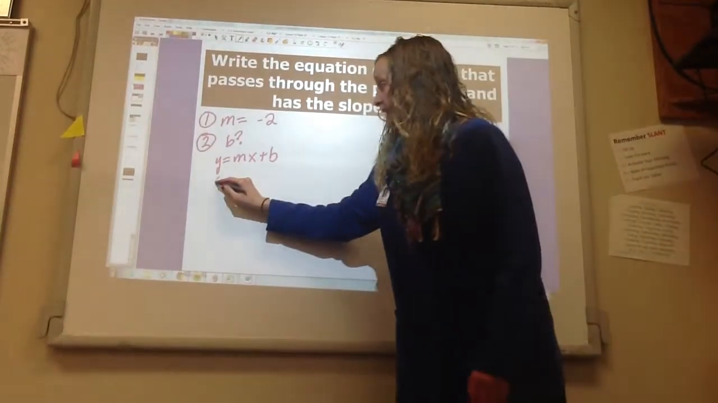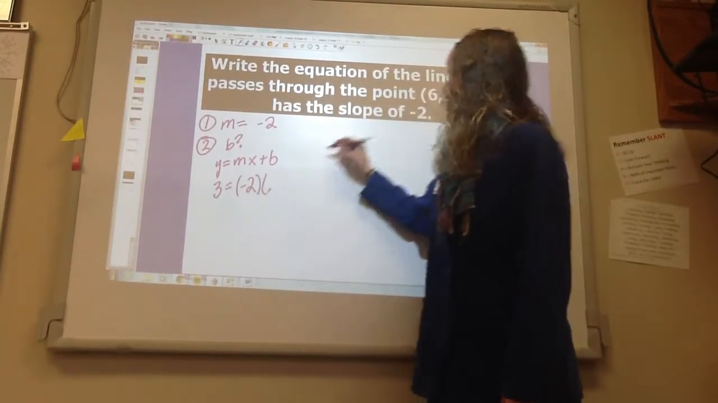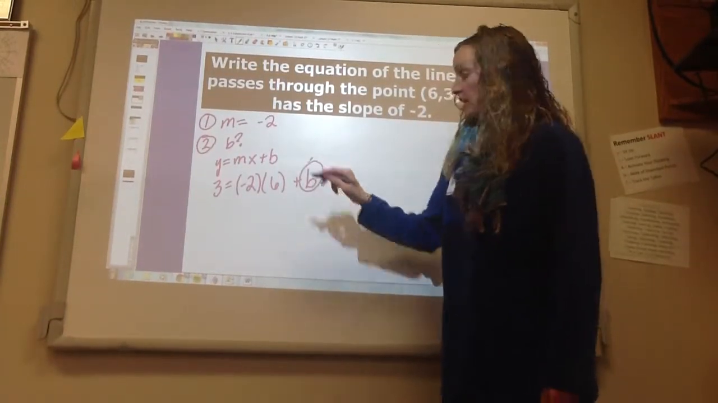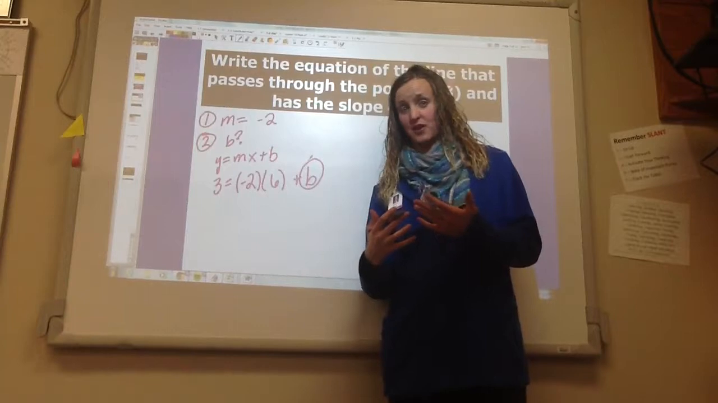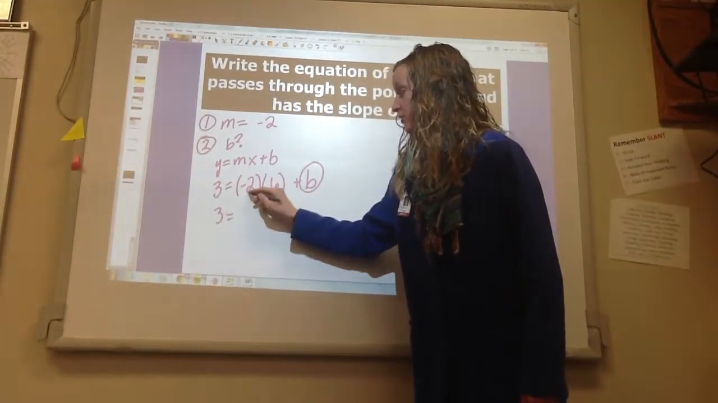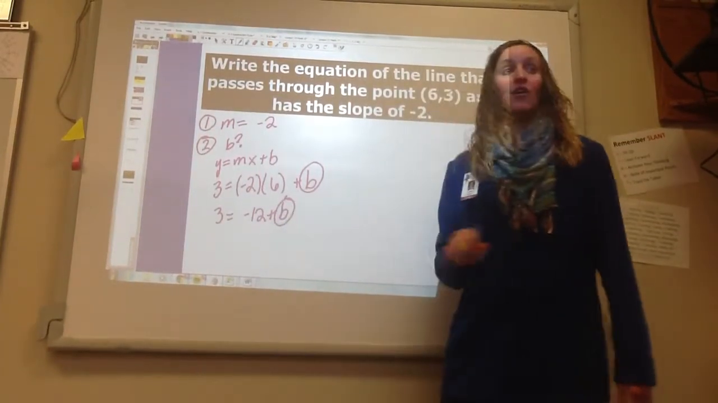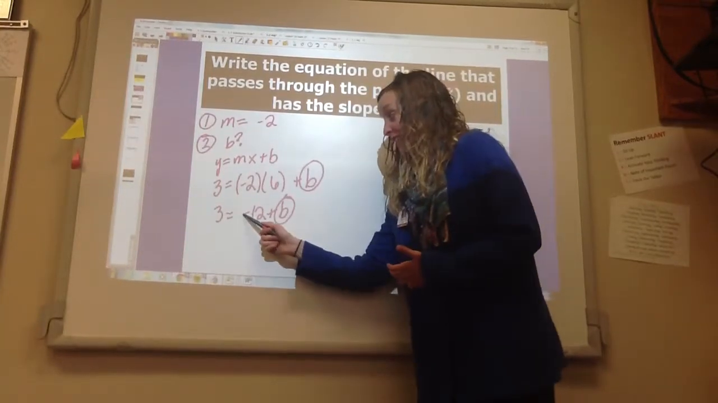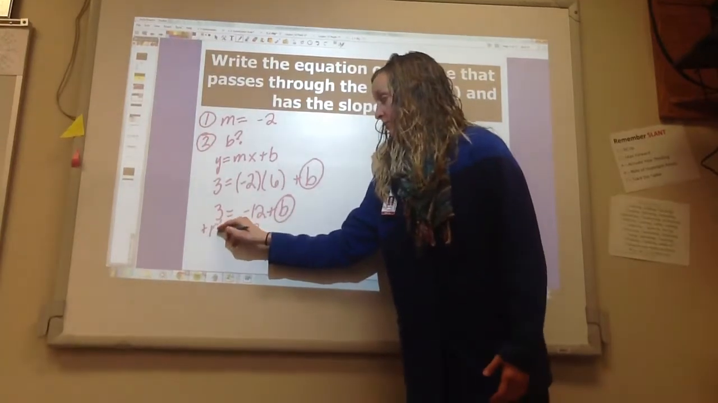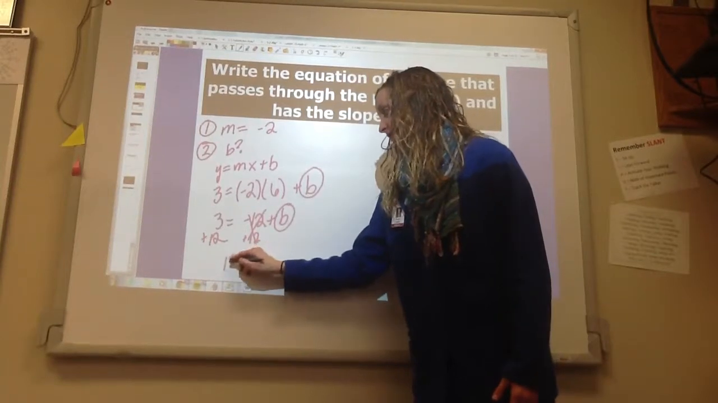So if we plug that in, we get 3 equals, our slope is -2, our x value is 6, and our y-intercept is going to be the variable we're solving for. And since we're solving for b, we should probably simplify this. So 3 equals -2 times 6 is -12, plus b. Now, the opposite of -12, since there's a plus sign, is adding 12 to both sides. So when we add 12 to both sides, we find out that our y-intercept, or our b value, is 15.